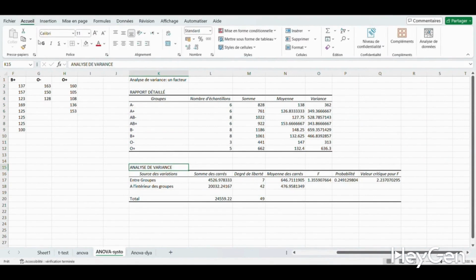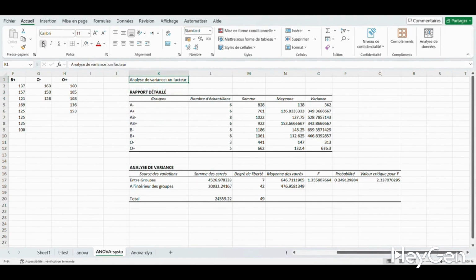In our case, 1.36 is less than 2.24, which means we cannot reject the null hypothesis. The results show that there is no statistically significant difference in blood pressure between the different blood types. In other words, blood type does not significantly influence blood pressure, according to this analysis.